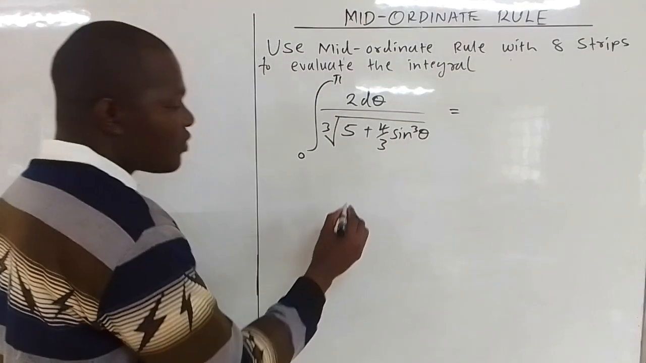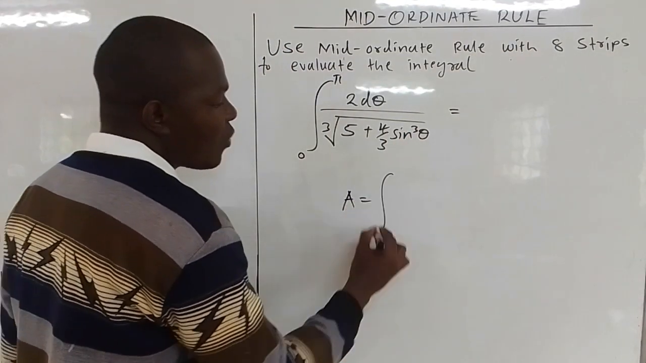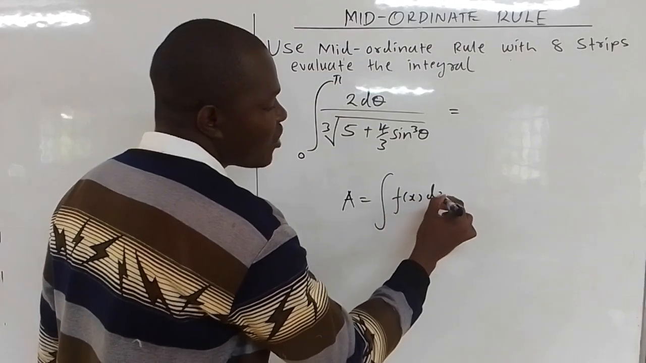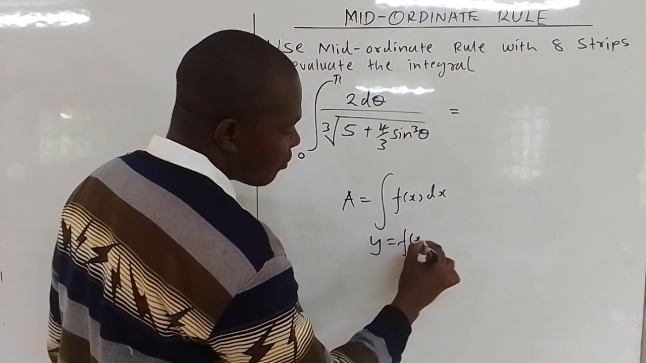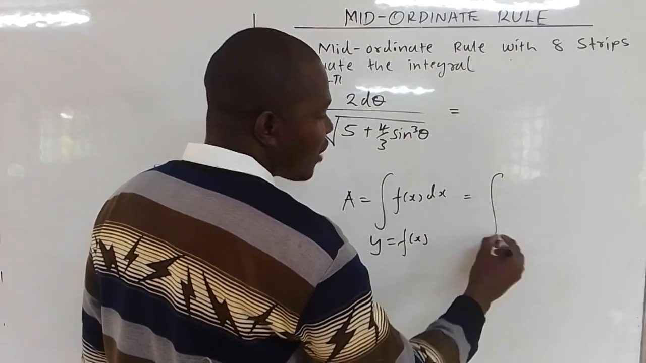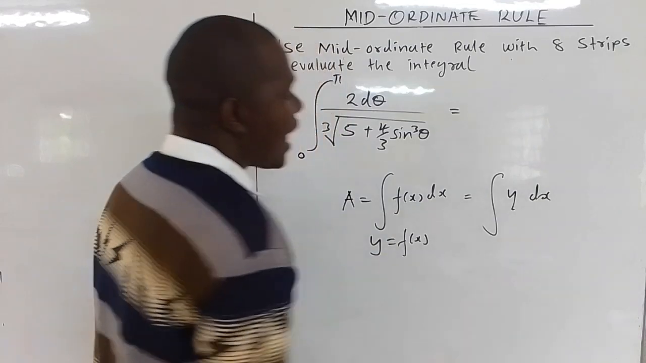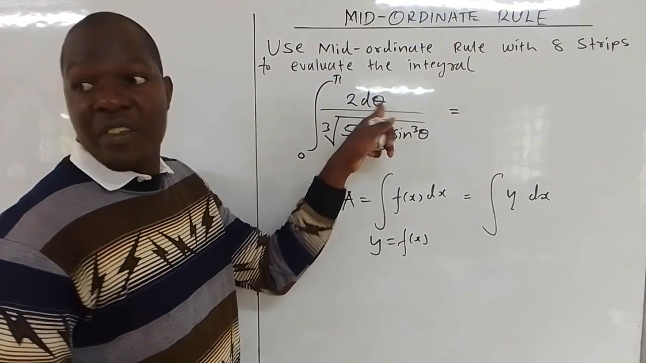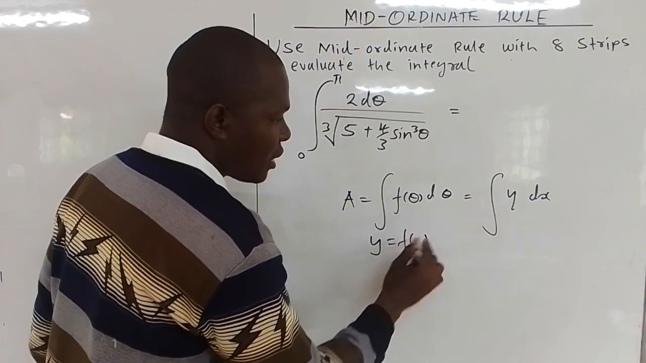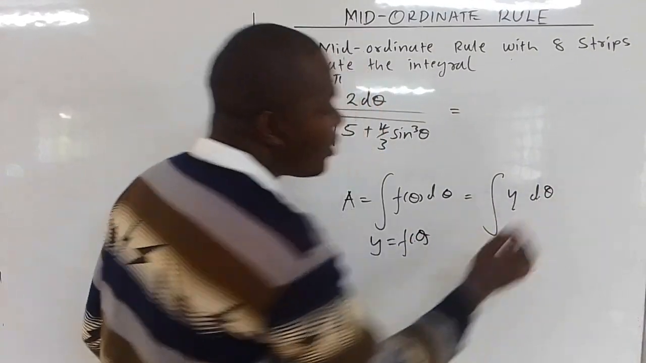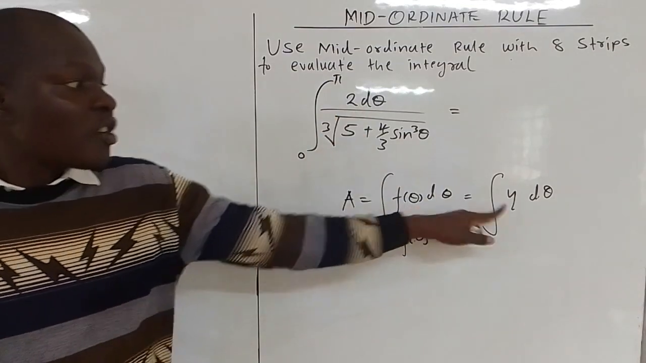So you can see, when you are getting the area, you are integrating f of x dx, and you know y is a function of x. So where there is f of x you put y, so you are integrating y dx. From our problem we have theta, meaning anywhere you see x, you put theta. So in this form, the whole of this function is the y.